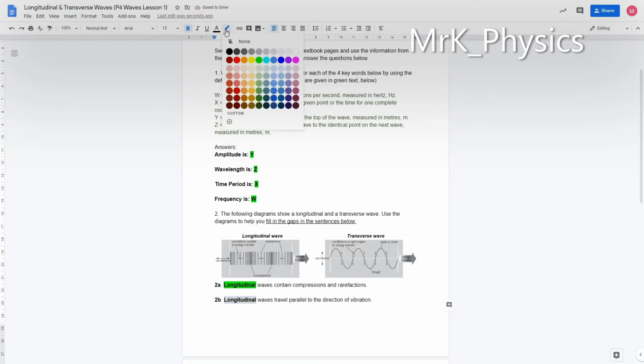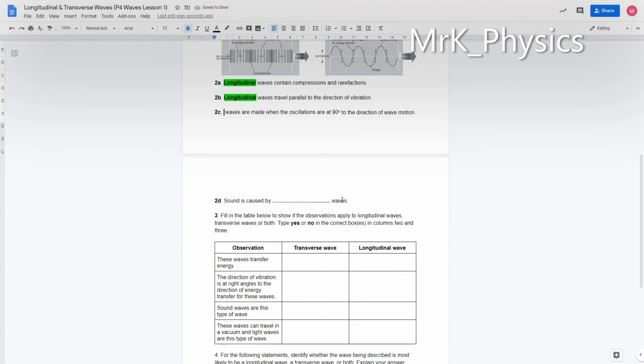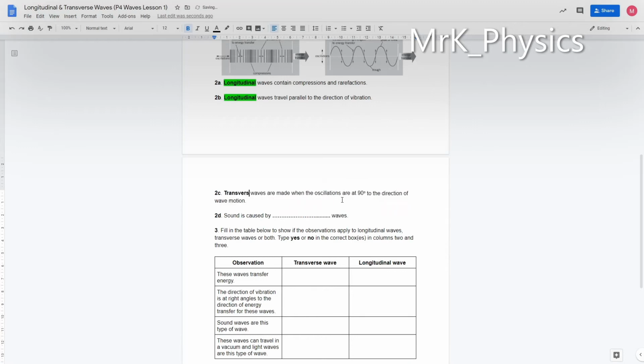And then we'll move on to 2C and 2D. It says something waves are made when the oscillations are at 90 degrees, and that's ideal because we've just been looking at the simulation, which is our transverse waves, similar to the one on a string. And sound is caused by something waves. You may have read about this in the textbook pages or the PowerPoint that I attached. And sound is caused by longitudinal waves.